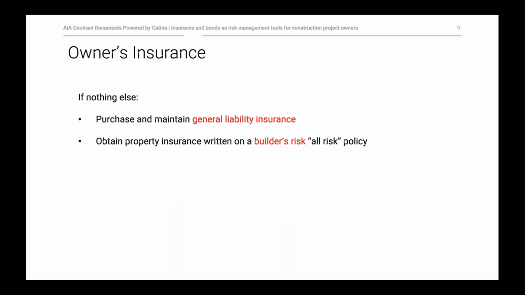Takeaway number one, owner's insurance. If nothing else, owners should have a general liability insurance policy in place, and they should obtain or make sure that the contractor is going to obtain a builder's risk, all risk policy to protect against catastrophic loss on the project. This would be the scenario where the project is almost complete and there is an electrical fire or some other source of ignition and the majority of the project burns to the ground. Builder's risk is going to be what's going to respond to that type of catastrophic loss, and so it should be in place. And we'll talk a little bit more about that later on in the presentation.